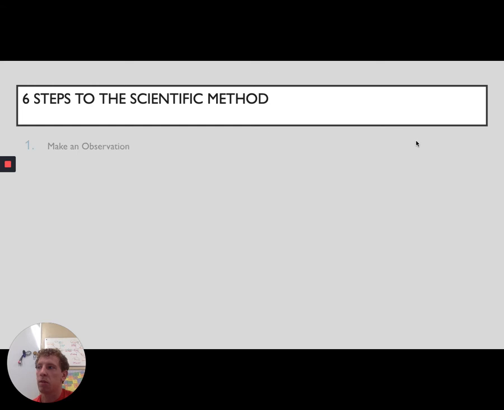So 6 steps. One is to make an observation. So you cannot start the scientific method until you make an observation. You see something, you feel something, you smell something, something along those lines. Then you form a hypothesis. Remember, a hypothesis is just an educated guess. You don't know what's going to happen. You just use prior knowledge. You guess on what's going to happen. Then you test the hypothesis.